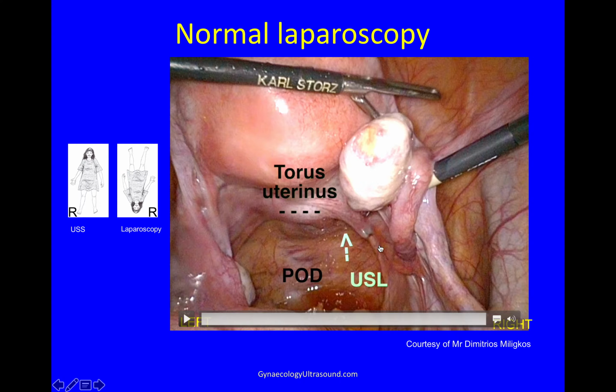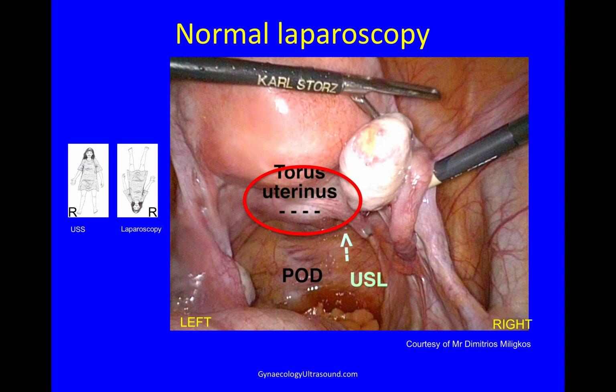This is an area where one uterosacral ligament and another, they join on the back of the cervix, and this is the pouch of Douglas just beneath it. And the torus is incredibly important in ultrasound for endometriosis. So the torus is the insertion of the uterosacral ligaments on the posterior cervix.